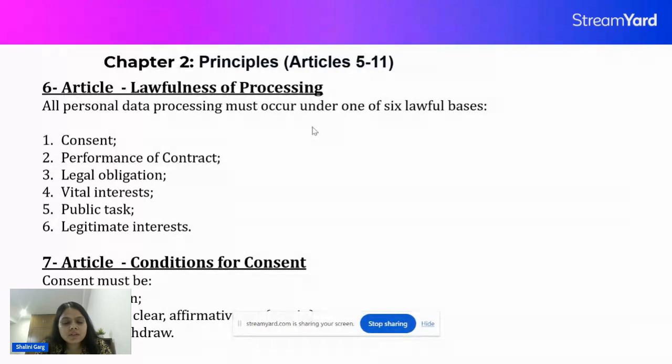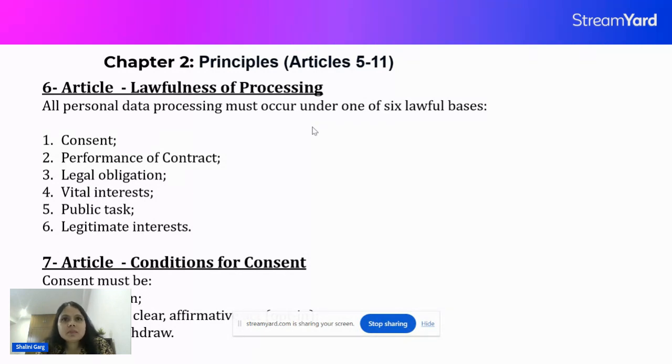What is public interest task? It is when personal data processing is very important in the public interest. For example, when a pandemic situation arises, it is in the public interest that we have to process the data. Otherwise, the government took a lot of personal data when COVID happened, right? So it all comes under the public interest and vital interest. So in that case also, the processing is lawful.